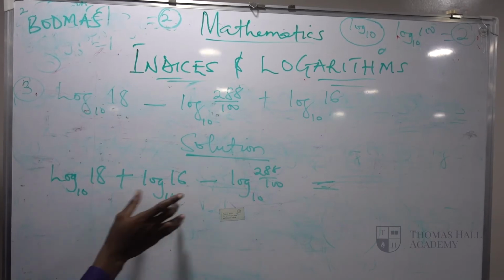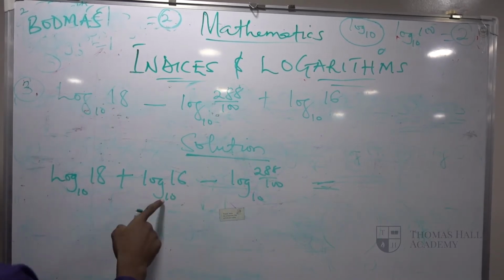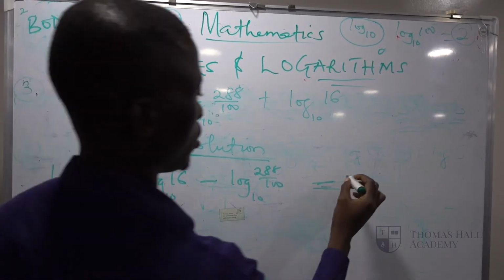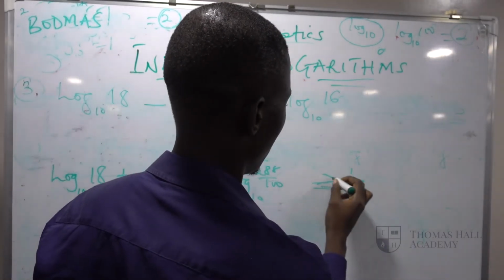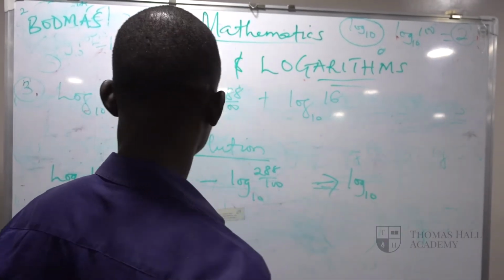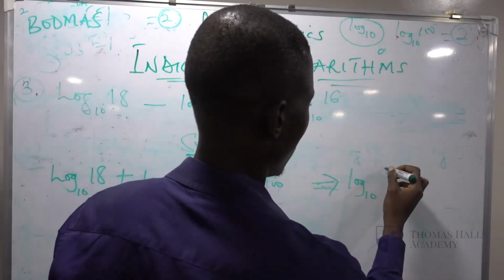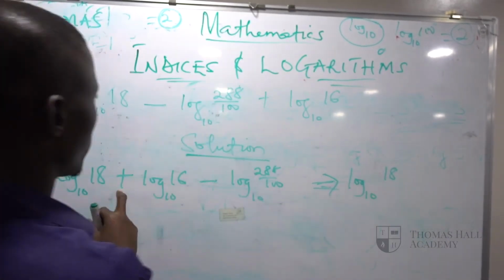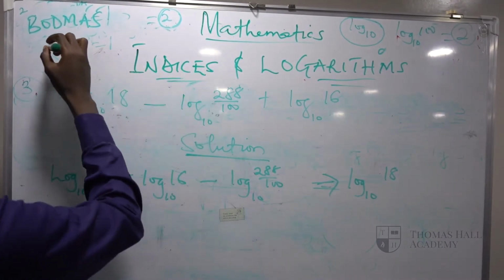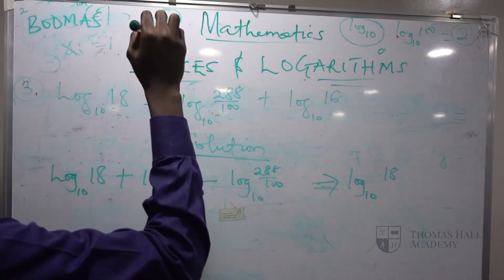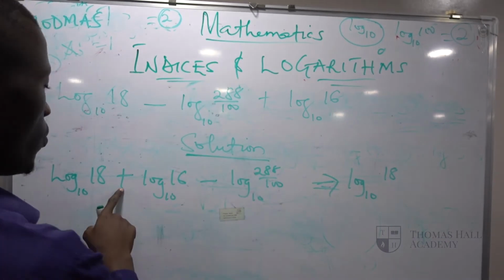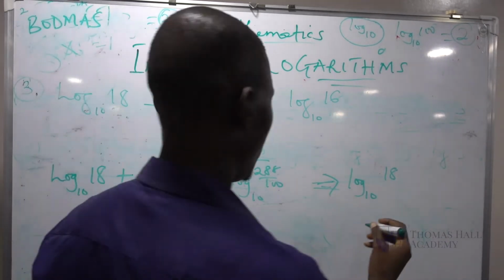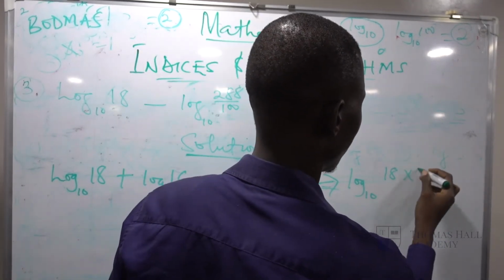So this plus this minus this. These two have logarithm in common. Let's factorize: log 10, 18, plus. Just like in indices, when you have times, you add the powers. Now, when you have plus here, you multiply the logarithms. 18 times 16.